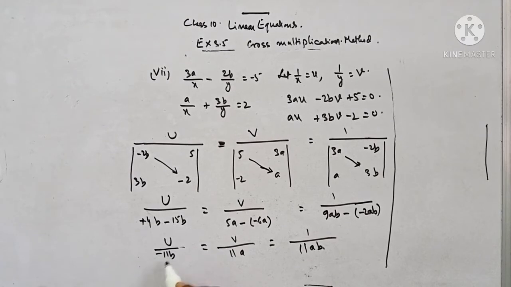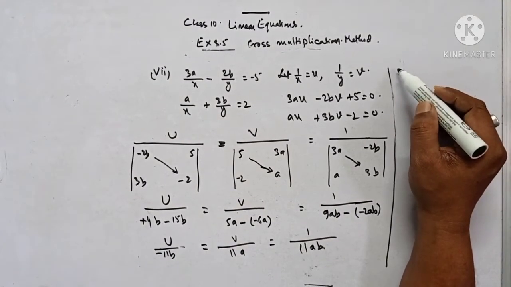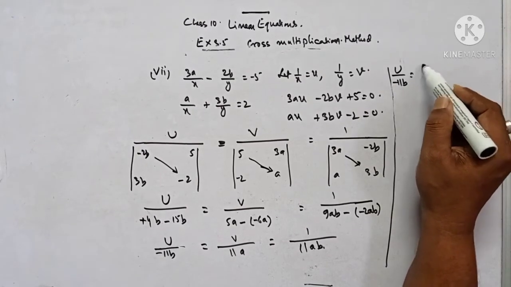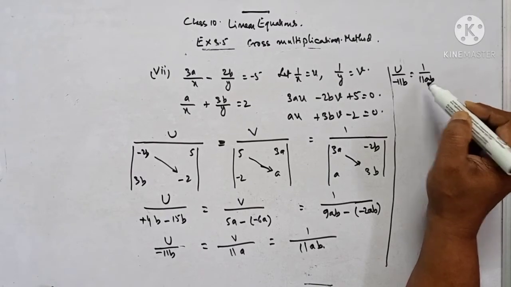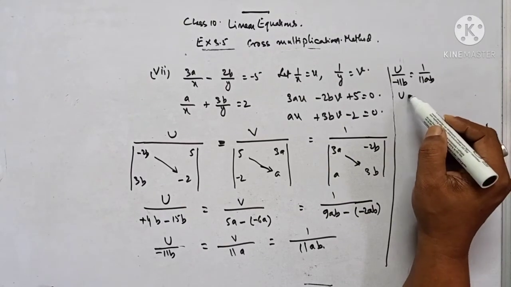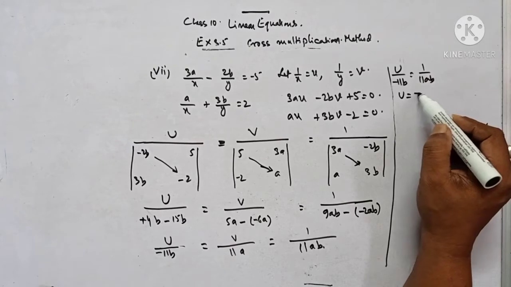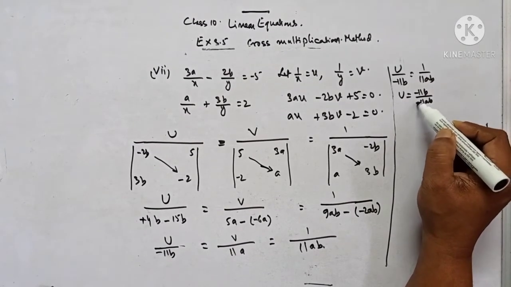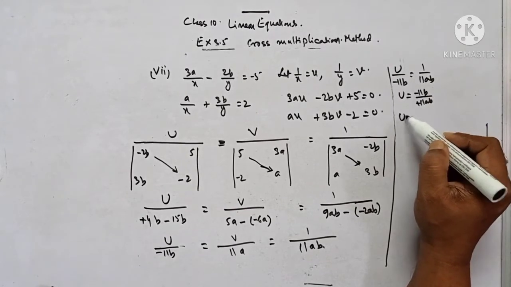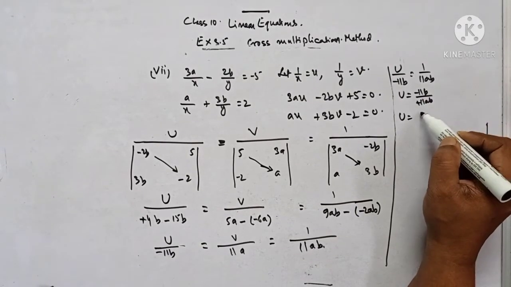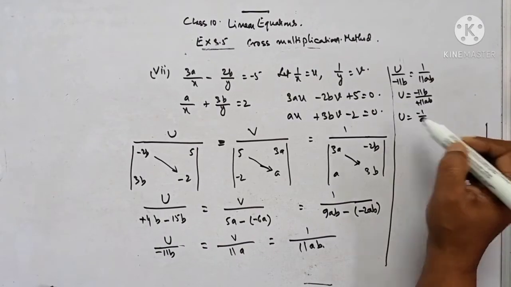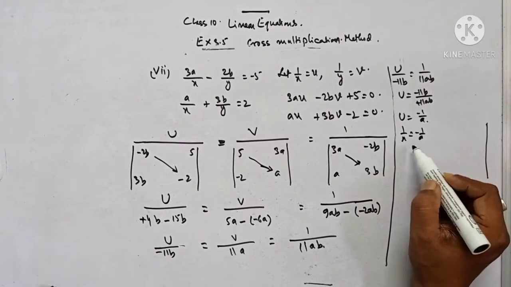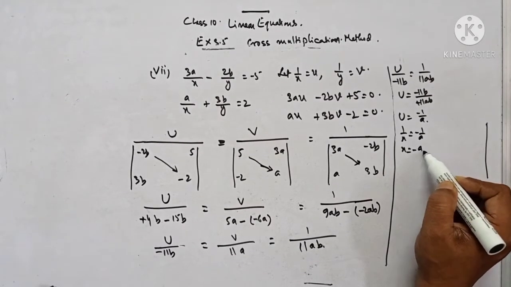So here your u by minus 11b is equal to 1 by 11ab. So here u is equal to minus 11b by minus 11ab. Oh, sorry, this is plus. So u will be equal to 11 cancels out. This will be minus 1 by a. U means 1 by x is equal to minus 1 by a. So x will be equal to minus a.